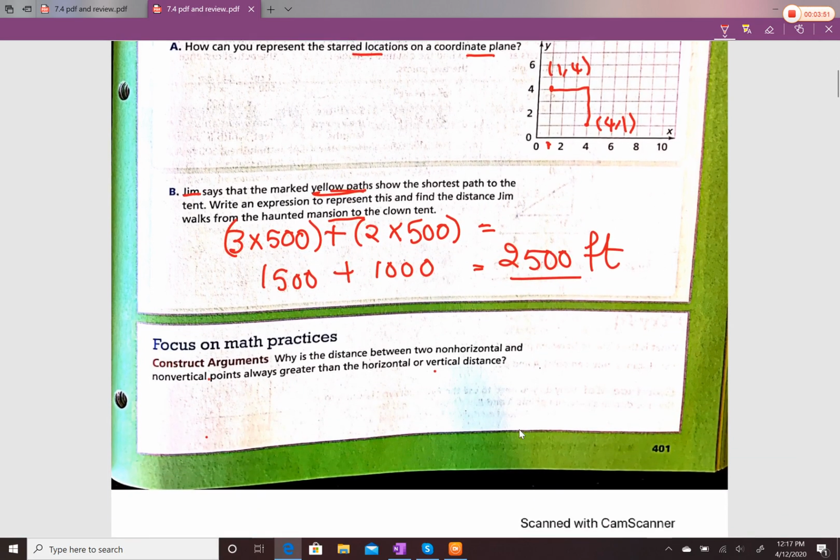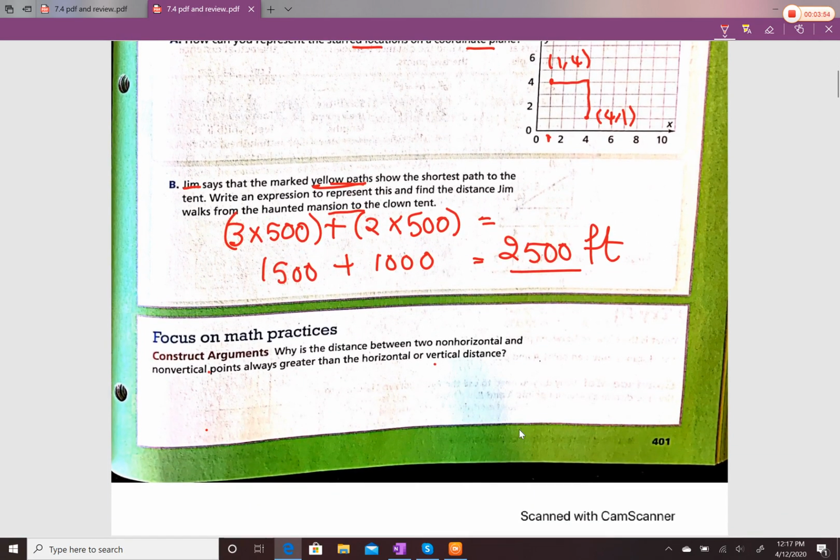Now, this question: why is the distance between two non-horizontal and non-vertical points always greater than horizontal and vertical? This is a very big word. Most of you get confused by what is non-horizontal and non-vertical. To understand non-horizontal, we need to know what is horizontal. So this is your horizontal line. This is your vertical line.